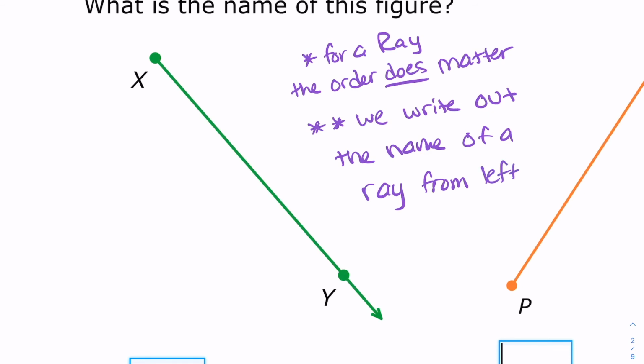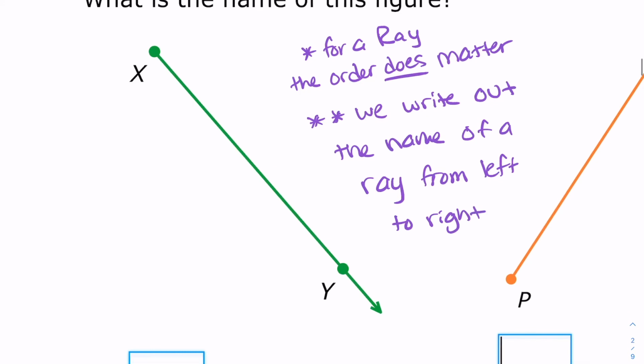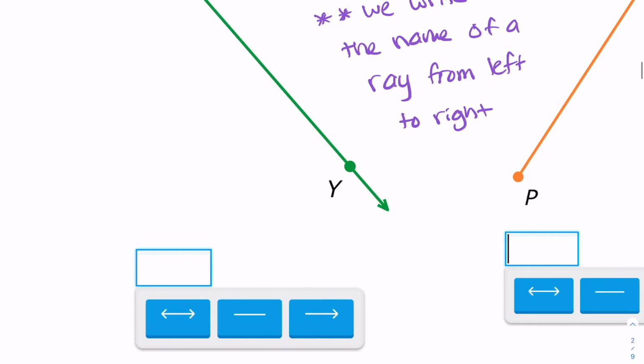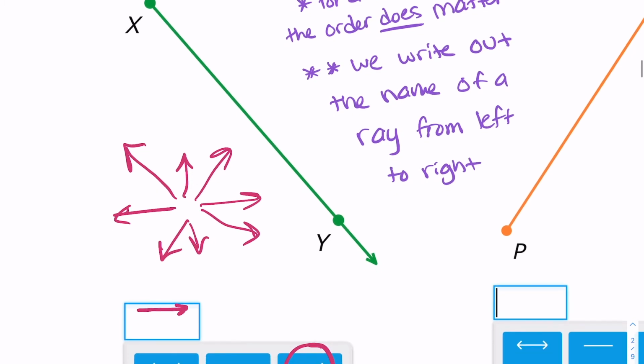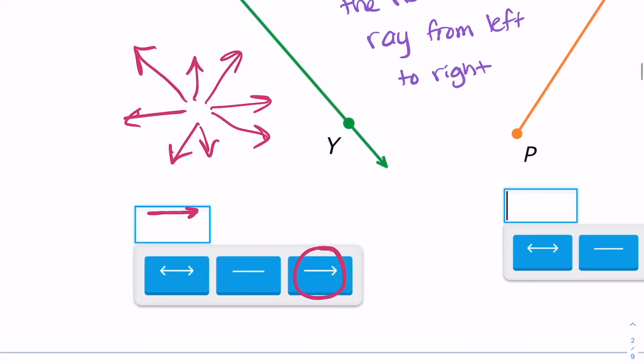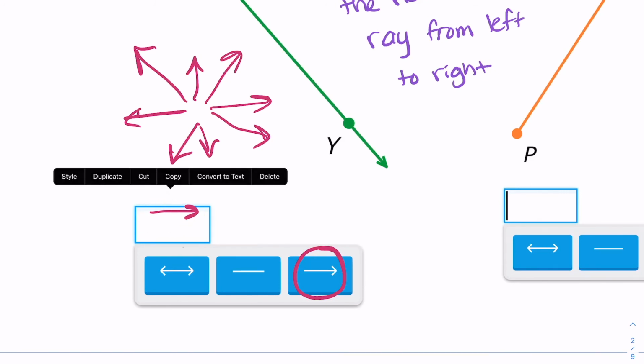A ray does not have to go left to right. It can go up and down. It can go anywhere. But when we write it, we have to look at it this way. So you'll notice that this arrow always goes left to right. No matter if the ray is going this way or this way or this way or this way or maybe this way or this way. It does not matter how our ray looks. In this case, XY looks like it's going from the top left to the bottom right. That's okay. It doesn't matter what way it goes. When we go to write it, we have to make sure we write it left to right. So that's the only icon they actually let you click on. So that's good. Half the battle's there.